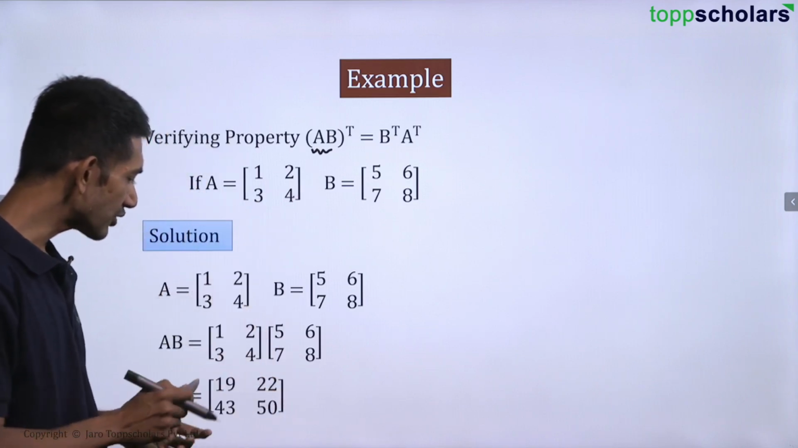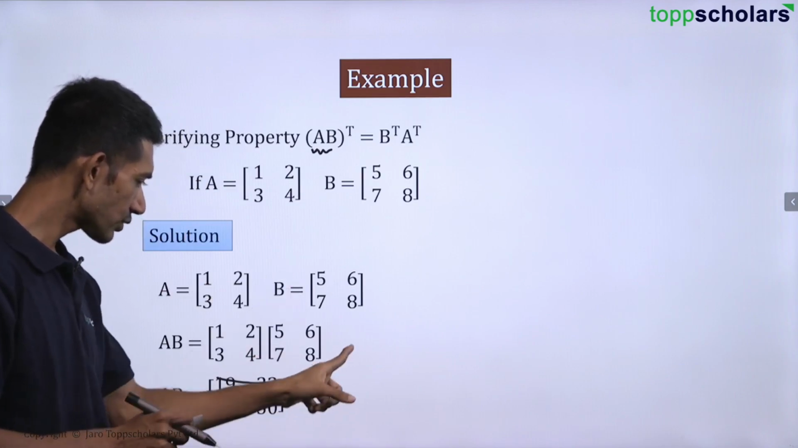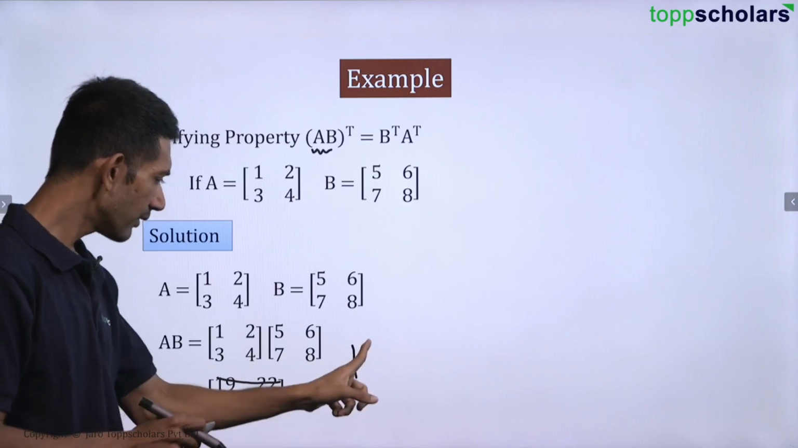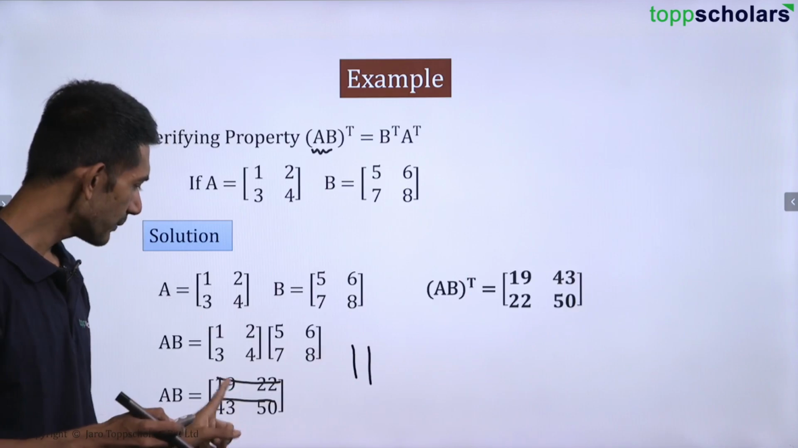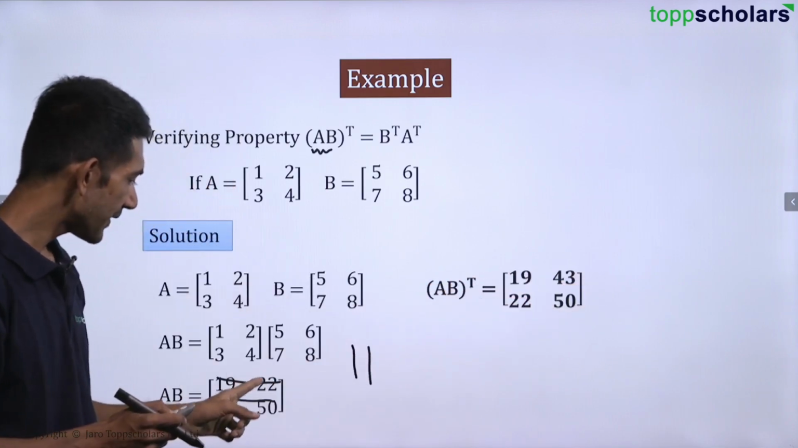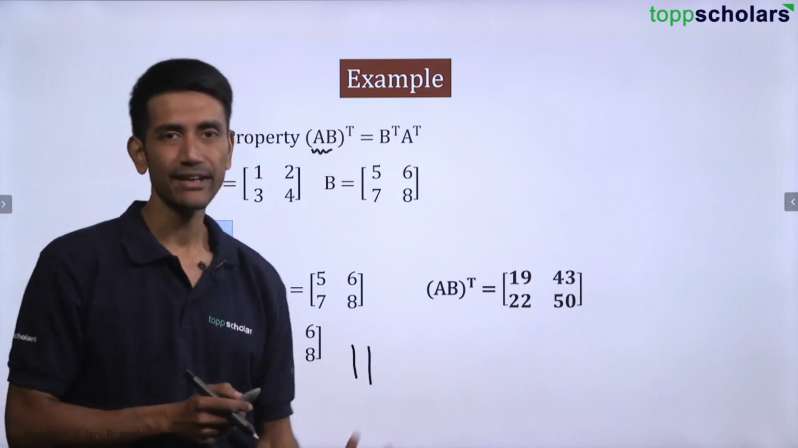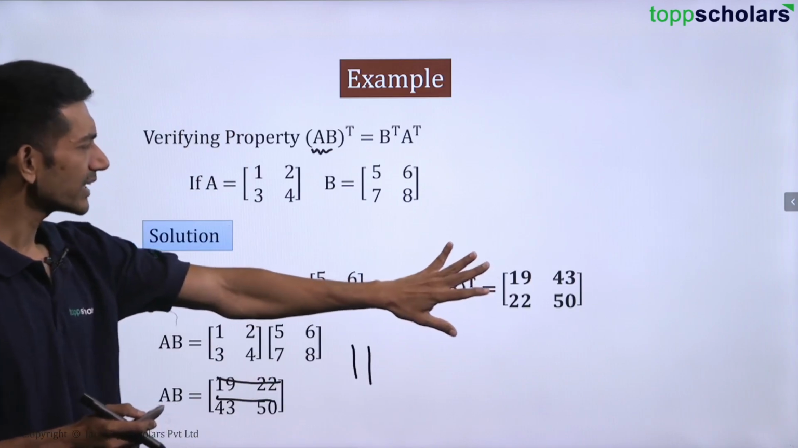Now we need to take the transpose. How do we take the transpose? This first row will become first column and second row will become second column, right? So let us take the transpose. So AB transpose will be 19, 43 becomes first row and then 22, 50 becomes second row, correct? So this is our first equation, you can say.